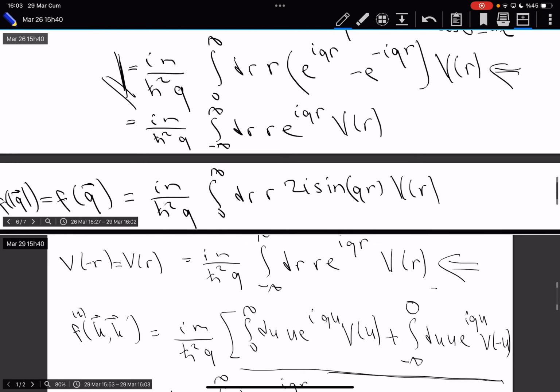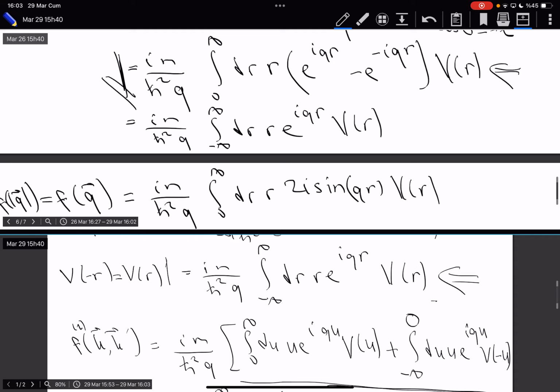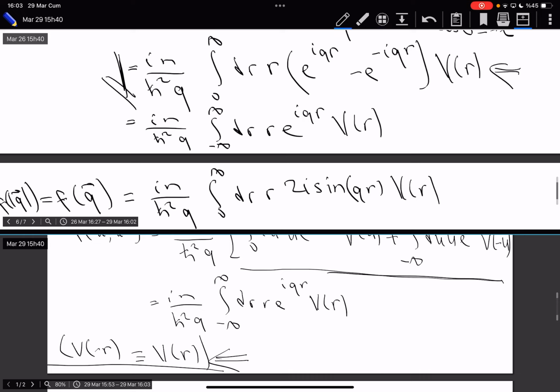Then, to simplify my expressions, I also make one more definition. V is defined for positive values of its argument, not for negative values. I define it to be symmetric. I define V for negative values of its argument in such a way that it is symmetric. Then I have this integral over here.